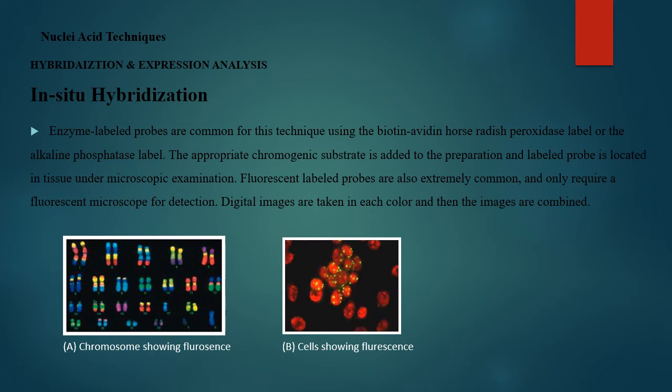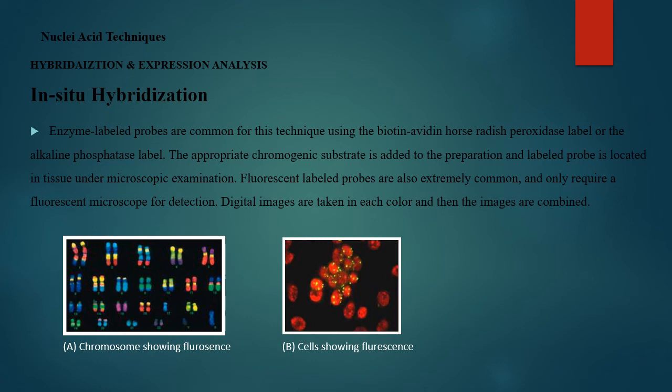Now, enzyme labeled probes are common for this technique, using the biotin-avidin horseradish peroxidase label or alkaline phosphatase label. The appropriate chromogenic substrate is added to the preparation and the labeled probe is located in tissue under microscope examination. So you label it and you observe it.